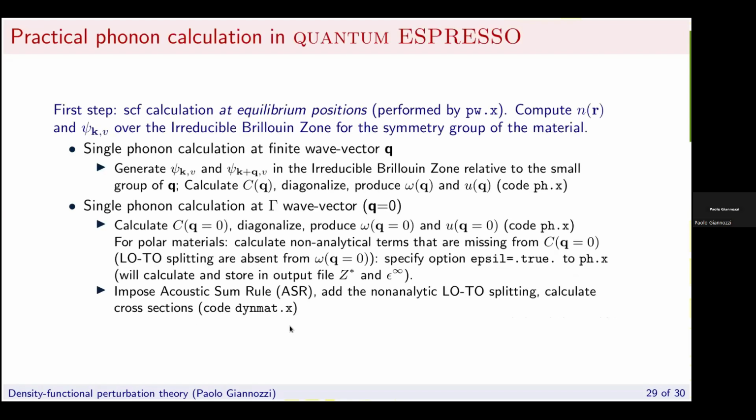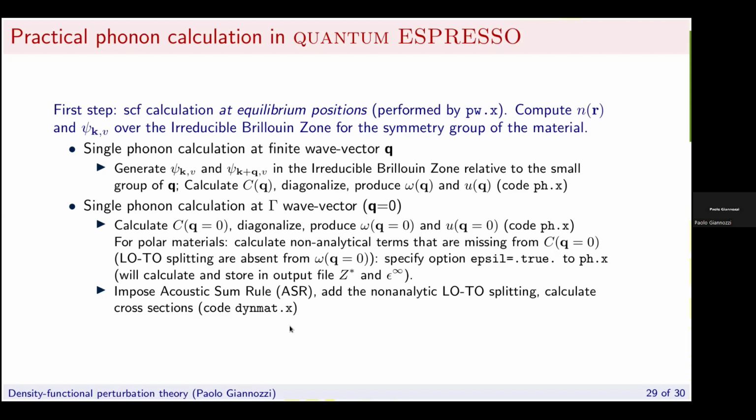Now, in practice, what do you need to do in order to compute phonons in Quantum ESPRESSO, or in whatever other code uses linear response techniques? First of all, you start from a self-consistent calculation at equilibrium positions. And this will compute the charge density and the Kohn-Sham orbitals, typically in the irreducible Brillouin zone for the symmetry group of the material.